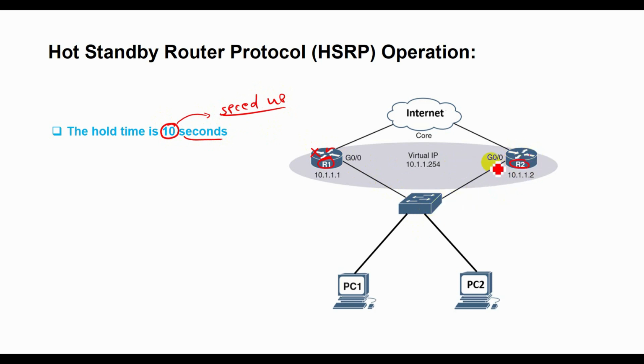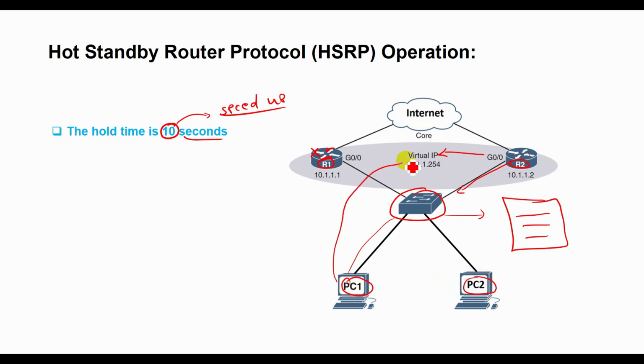I will show you in the next part and the configuration part how to speed up this 10 seconds. The standby router automatically assumes the virtual IP and MAC addresses and serves as the default gateway for the LAN. The new active router then sends out an ARP packet so that the switches on the subnet will change their MAC address tables. This failover process is transparent to end devices, which are all configured with the virtual IP address as the default gateway. And also, HSRP uses priority and preemption.